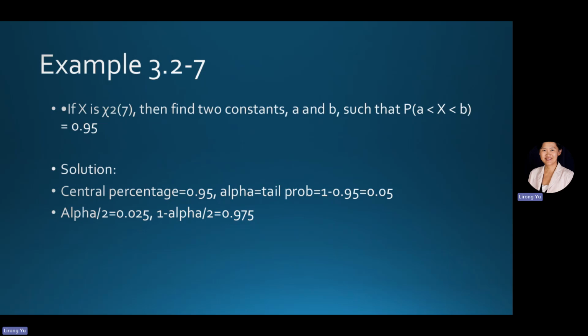If the middle is 95%, that means the left side is 5% divided by 2, which is 2.5%, right? 2.5% on either side. So what we're going to do is find the central percentage, which is 95, and the tail percentage will be alpha equal to 1 minus 0.95, which is 0.05. And then alpha divided by 2 is 0.025, the left tail and right tail. So now we want to know the quantiles corresponding to those percentages. So we're going to use qchisq in this.